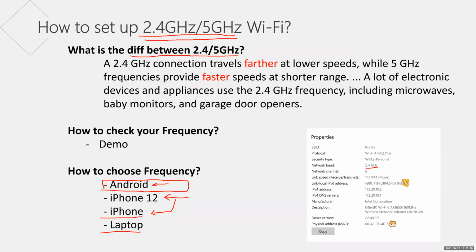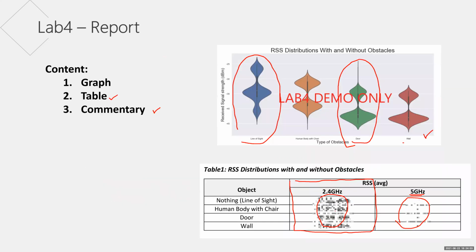So if you are using iPhone, then you are not required to do this, but we encourage you to do this to observe the difference between them. Because if you do this, you may have some advantage in future labs because we are required to discover the 5 gigahertz difference in the future labs. And maybe you can save some time in the future since you can directly use that kind of packets in the future labs.